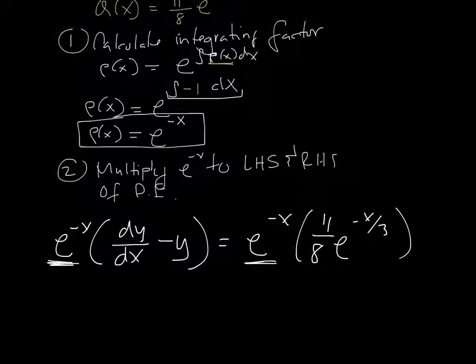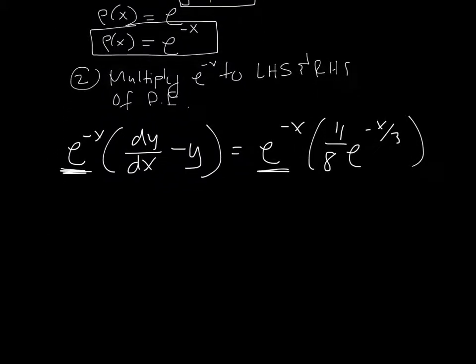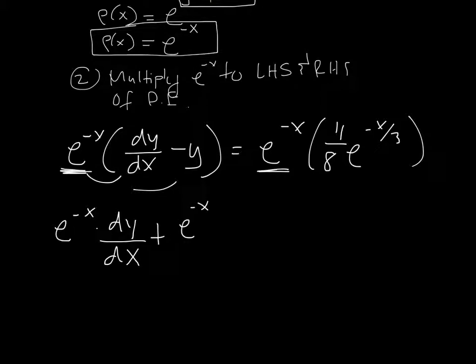And so if we go ahead and just multiply this e to the negative x into our expression, we get the following. I'm literally just using the distributive property. e to the negative x times dy dx, plus e to the negative x times y. And this guy is not too bad. This is just 11/8. And just for now, I'll go ahead and leave these two.